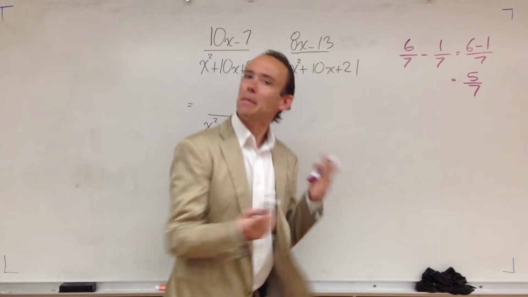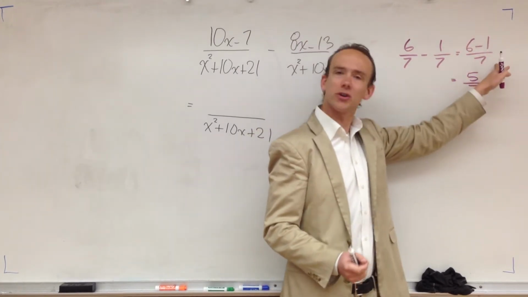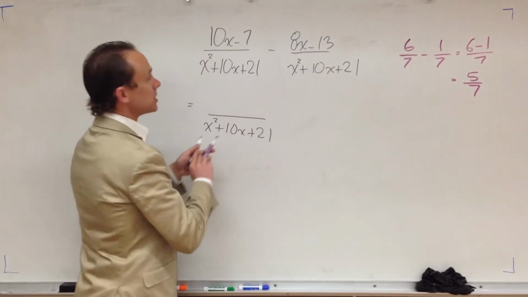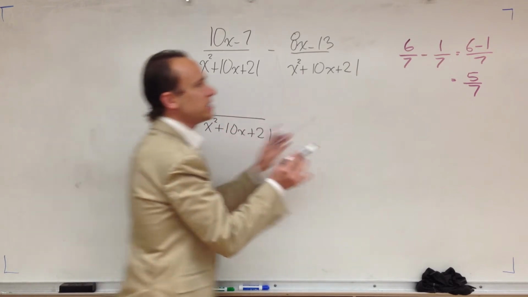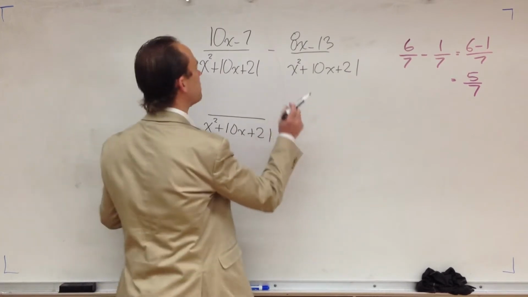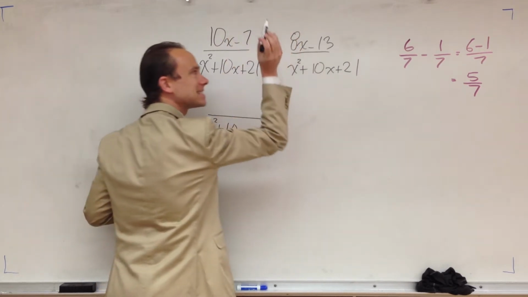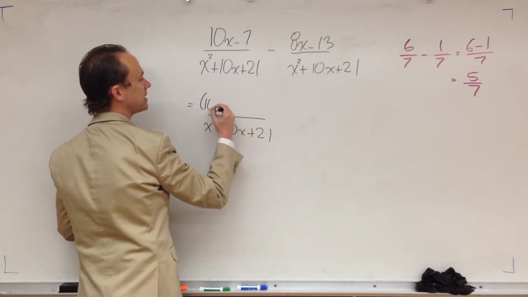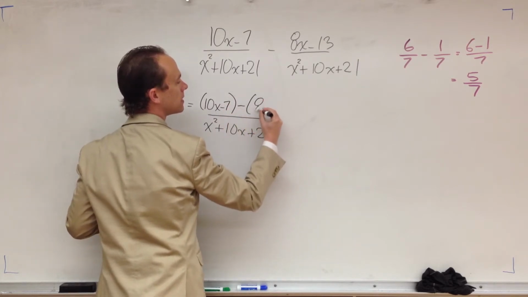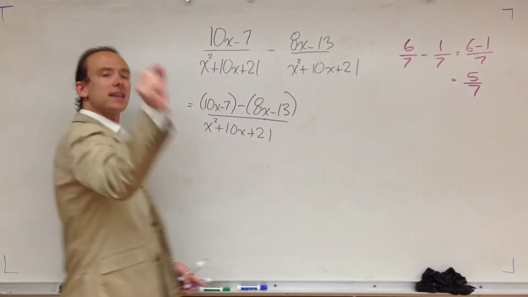All right. Now look at what happened with the numerator. It was 6 over 7 minus 1 over 7 is 6 minus 1 over 7. It's that numerator minus that numerator set over that denominator. So just do that, and just set the problem up. Don't try to do the whole problem in one step. That's a theme I keep coming back to. Simply write it like I did. It's this minus that. So we've got 10x minus 7 minus 8x minus 13. One step at a time.